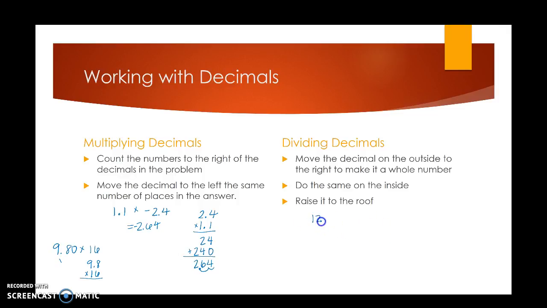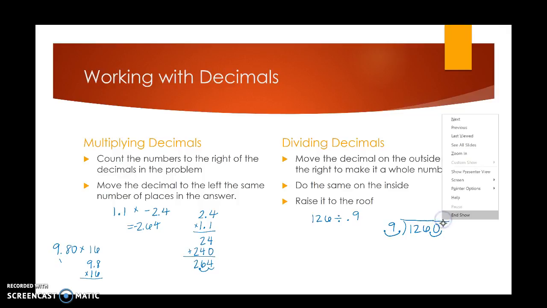For example, you have 126 divided by 0.9. The first number, or the top number, always goes on the inside. So 126 divided by 0.9. I have a decimal here, and I need to make it a whole number, so I'm going to move it to the right one place. What you do to the outside, you have to do to the inside. There's not a decimal, so I know that the decimal is to the right, because that's already a whole number. So I'm going to move that one place to the right, and I'm going to raise it to the roof.